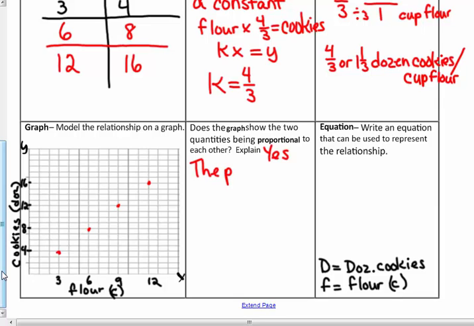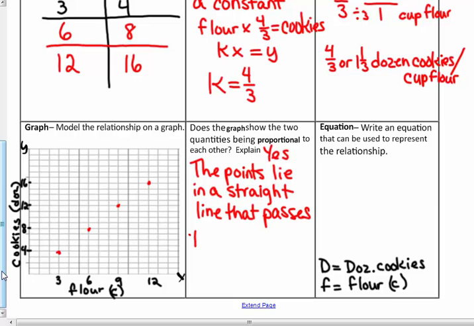The points lie in a straight line that passes through, this is how you spell through, for those of you that have been spelling it differently, through the origin. Has to have both of those things. Yes, if I connected these in a straight line using my tool here that gives me a straight line, it would go through the origin, and these points are lining up in a straight line.